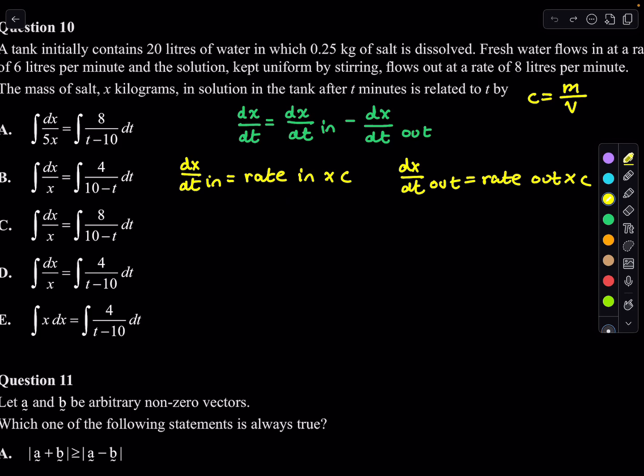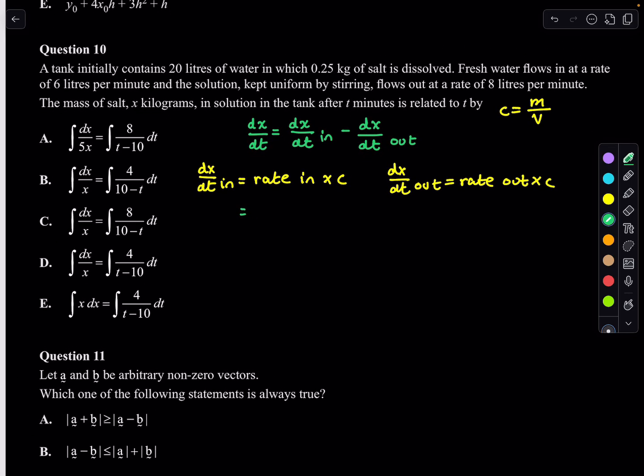Well, let's find dx/dt in here. So what's my rate in? It says fresh water flows in at a rate of 6 liters per minute. So the rate is 6 times, what's the concentration? Well, they say fresh water. There's no salt dissolved, so it has a concentration of 0. Which means overall my dx/dt in is actually 0. So I'm going to put that 0 there.